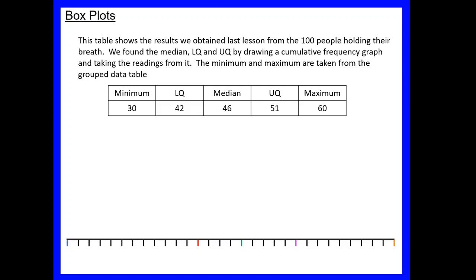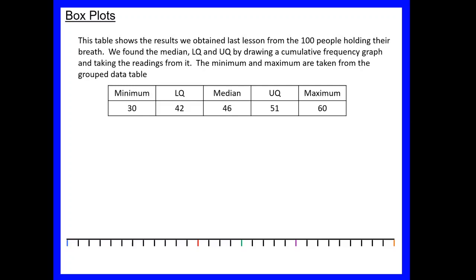The table shows the results we obtained last lesson. In last lesson we looked at 100 people holding their breath and we drew a cumulative frequency curve, and from that we took some readings for our median, lower quartile and upper quartile. I put those into a table, and I've also included the minimum and the maximum, which were taken from the grouped data table. The lowest value in the table was 30 and the maximum value, the highest group, was 60. At the bottom I've put a scale, which does go up in ones. I've not put all the numbers on, because for the moment it would give us too many things to look at, so it's easier to see without.